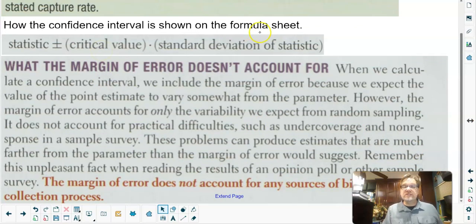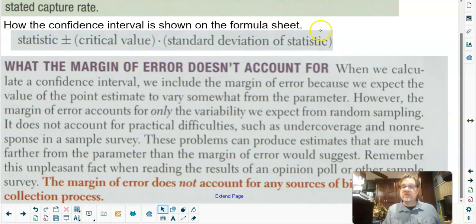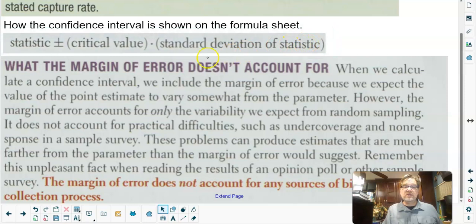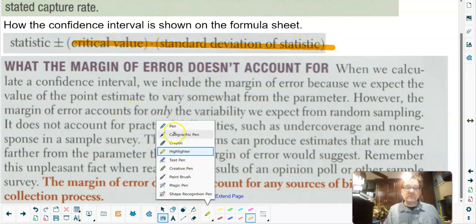So this part is the standard deviation. This is known. The plus or minus is my margin of error. There we go. Let me get my highlighter out. That is my margin of error.